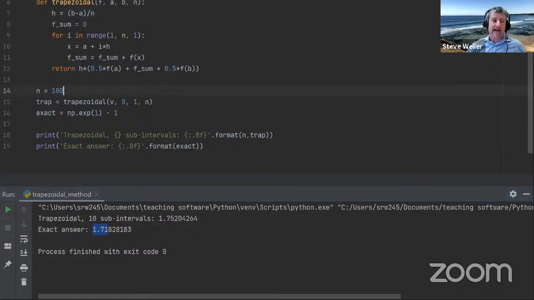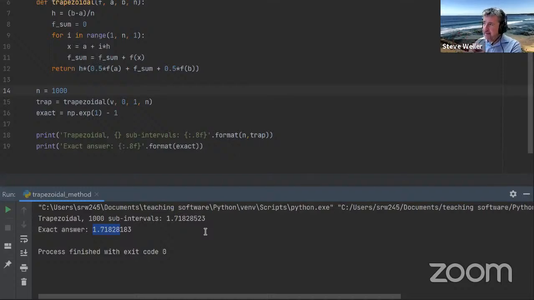What happens if we make 100 panels? The approximation is 1.7186. The exact answer is 1.7182. So we're getting closer and closer. Let's go crazy. Let's make 1,000 intervals, run the code again, and we get 1.7182. It's right to about 4 decimal places. So again, as we make more trapezoids, they get narrower. We get a better approximation.